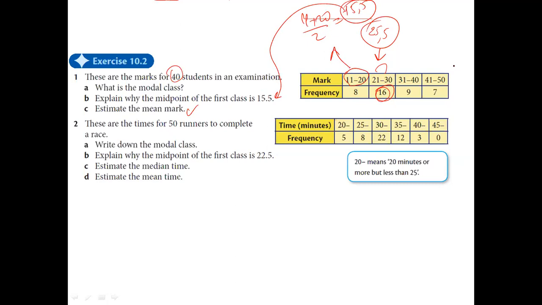What's the mean mark? It's difficult, or it will take more time than the others, because we should first find the mean of the marks. Mean is 45.5. 41 plus 50 divided by 2 is 45.5, times 7, plus the next value. First find the mean of these marks and multiply by 9, and plus this value, and so on.